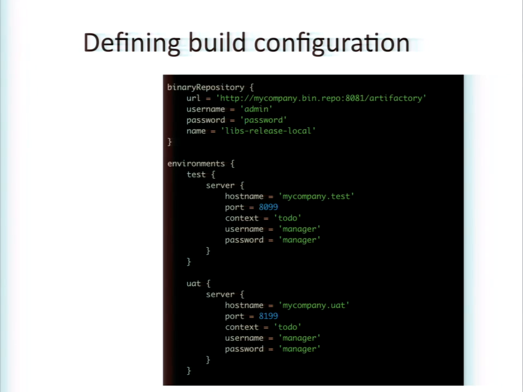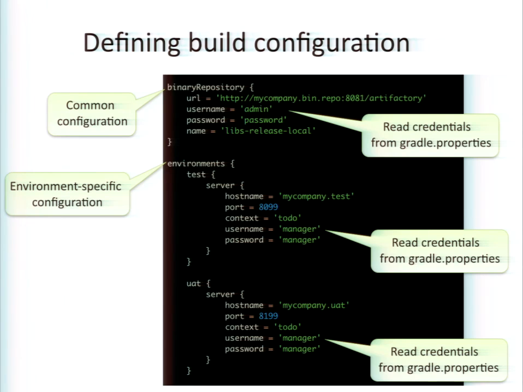So this is built-in support for environments. The information that's the same for all environments, our binary repository, we declare on the top, and the rest we declare under the environments block. That's just one way. You could also implement something similar in Gradle build scripts. But in this case, we chose to use ConfigSlurper to show off some of Groovy's built-in functionality.